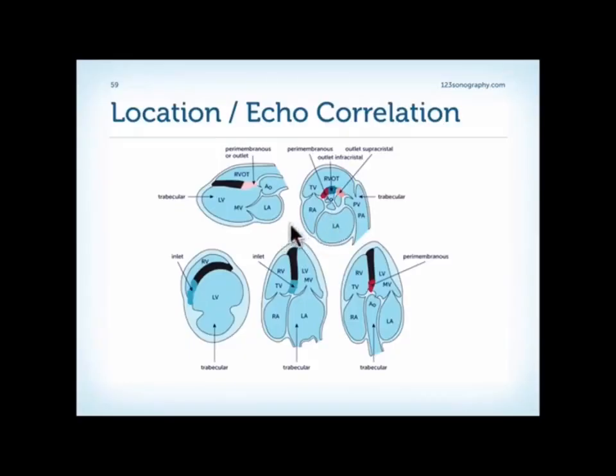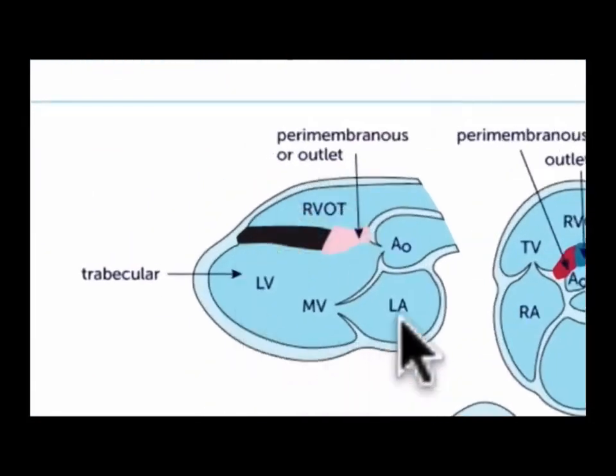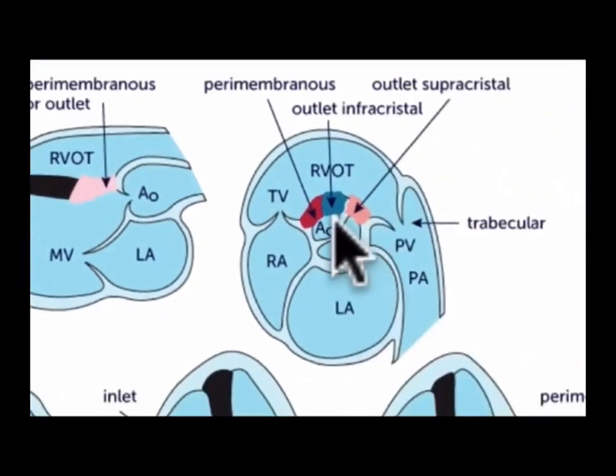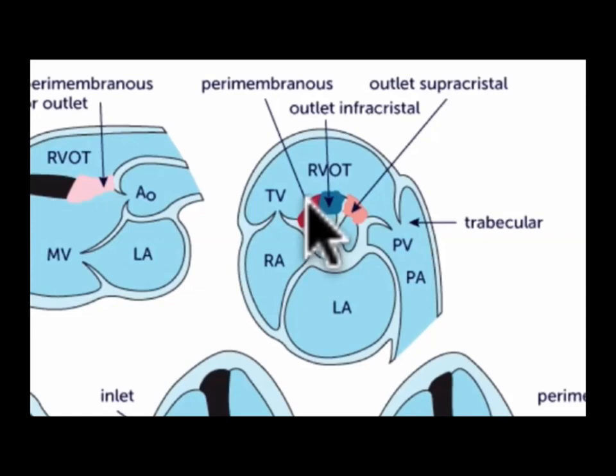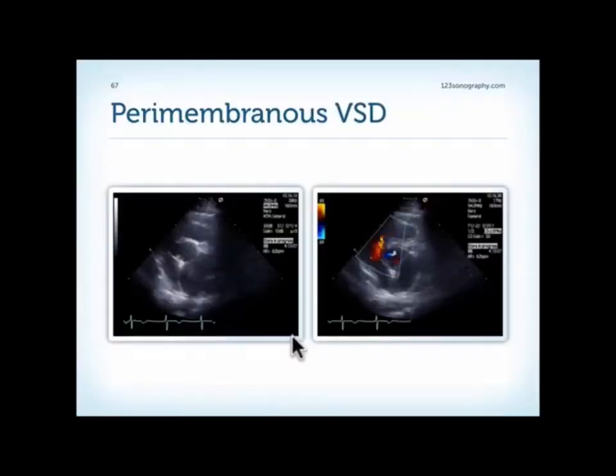We really define the location and define the type of these defects. When we look at the long axis view, when we see a defect close to the aorta, this can be the most common form, the perimembranous VSD. Here are some examples.